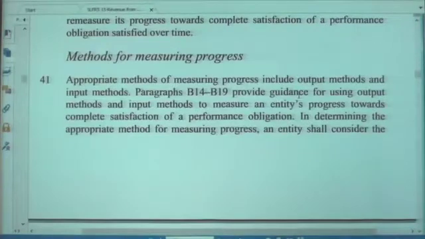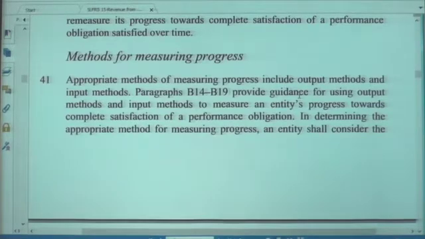How you can measure the progress is explained in paragraph 41. Now I will repeat it. A performance obligation can be satisfied at a point or over a period. How to recognize revenue at a point we discussed yesterday. It can be at the beginning or end of the period. Now we are going to discuss how we can recognize revenue when the obligation is satisfied over a period. When it is satisfied over a period, you have to recognize the revenue based on the progress.